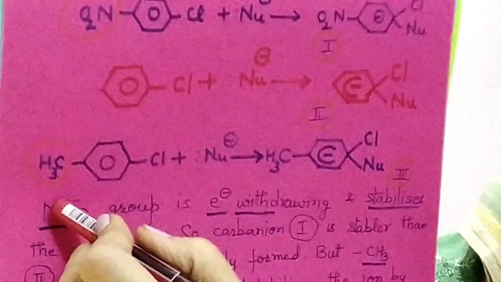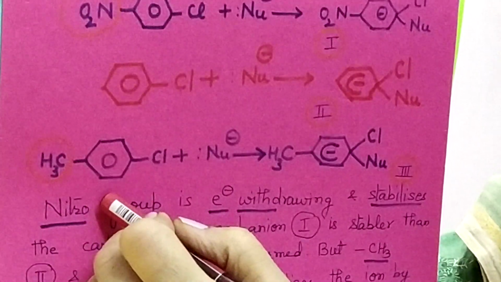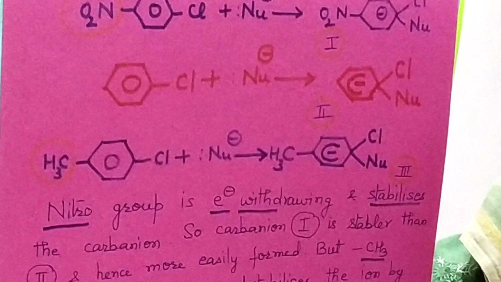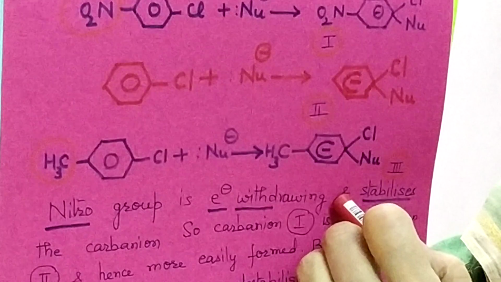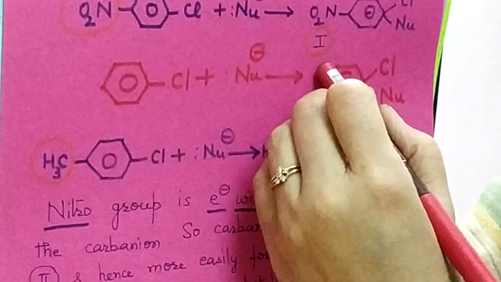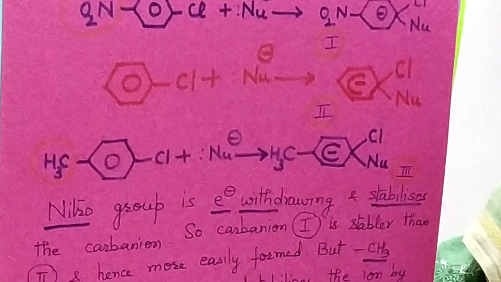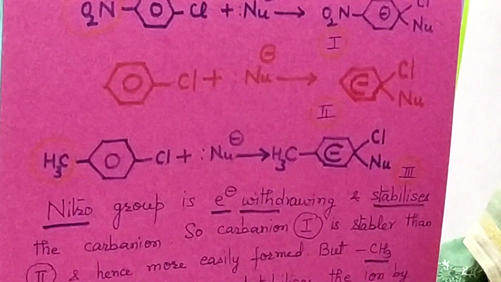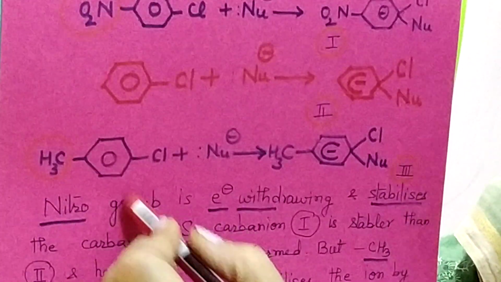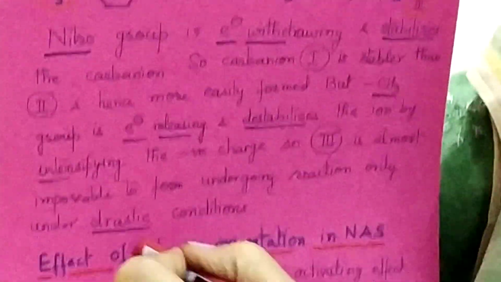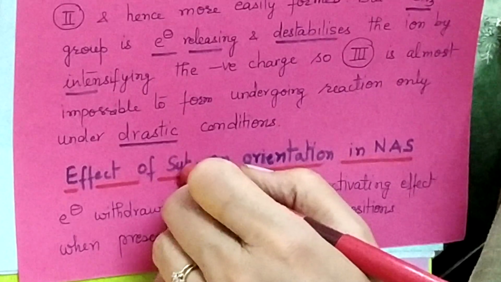On the other hand, the carbanion 3, which is formed from this molecule in which the CH3 group is electron releasing, destabilizes the carbanion; it will be the least stable of all. So this shows that 1 will be most stable, followed by the second, and the third will be the least stable as it intensifies the negative charge. Therefore, in the third case, the reaction will take place only under drastic conditions. In the first case, the reaction will be the easiest to carry out.